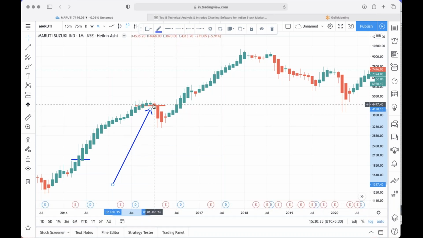The next month, which was January 2016, prices fell and I am out of Maruti. So from this point, 2,000 to 4,400, more than 100% return in one investment or one trade. I held on to it for 1.5 years. It was a great trade.